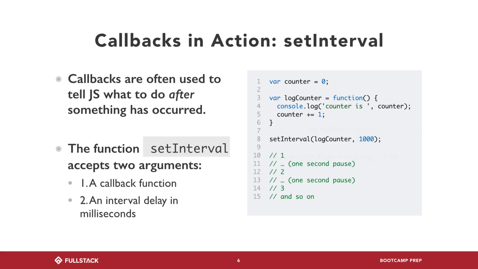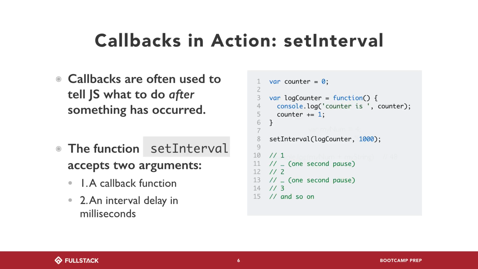Another function. That's all it is, right? The fact that we call it a callback indicates that this is being put into another function to be used, but really it's just a function. There's nothing special about it. And the second argument it takes in is a number, and that number represents a number of milliseconds. What setInterval does is, every that number of milliseconds, it will execute the callback function.